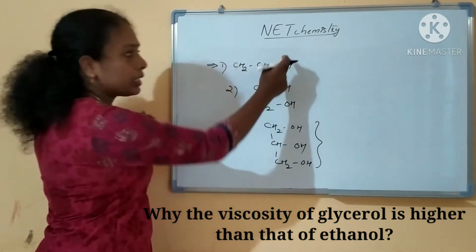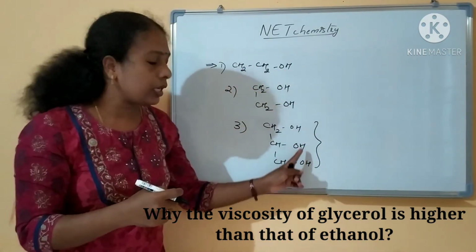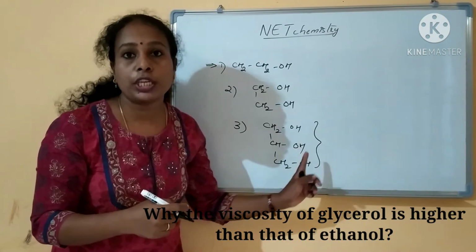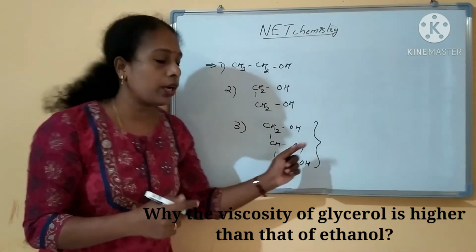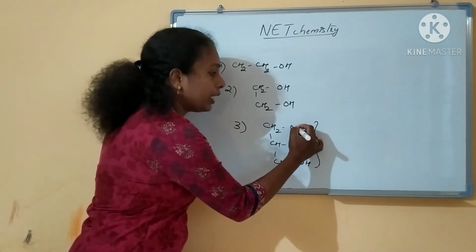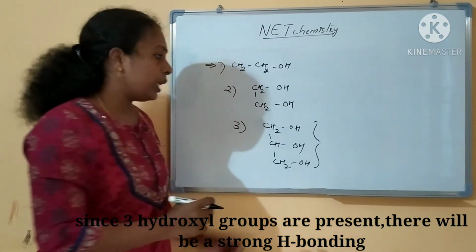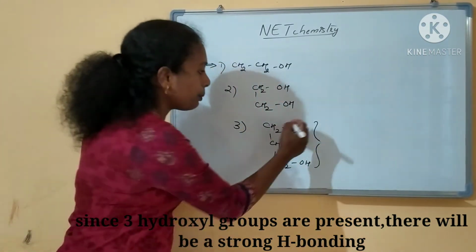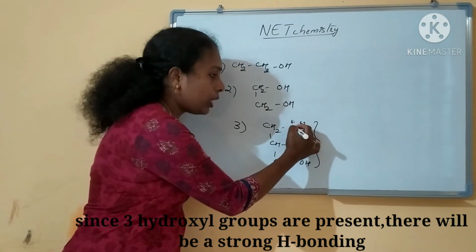Why is glycerol more viscous than ethanol? That is the question. If you see, three hydroxyl groups, three OH groups, are present, so hydrogen bonding will be strong, right? Hydrogen bonding is a strong polar bond. Oxygen is partially negatively charged and hydrogen is positively charged. This is what a hydrogen bond is.